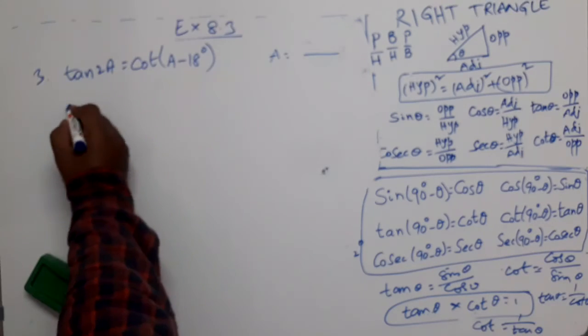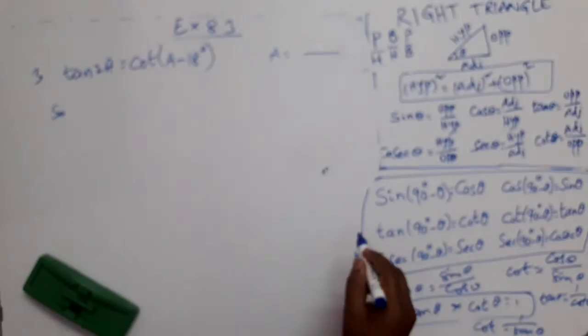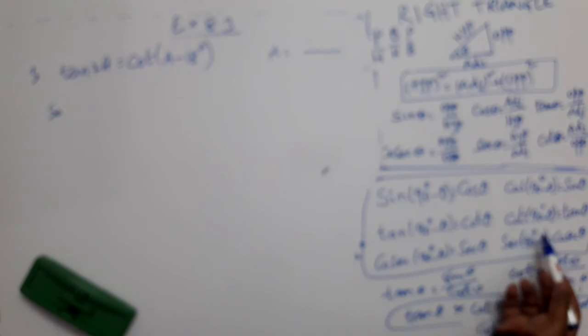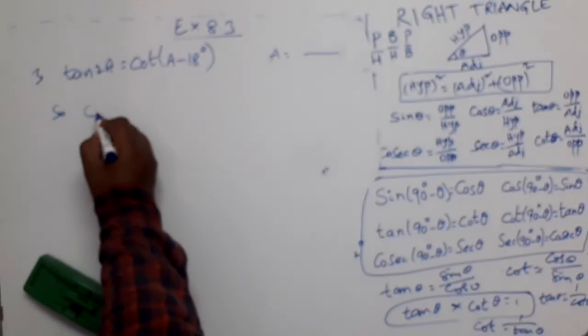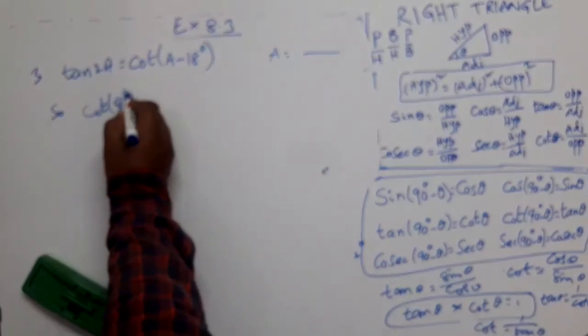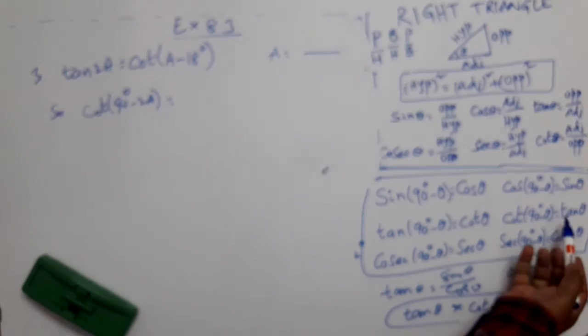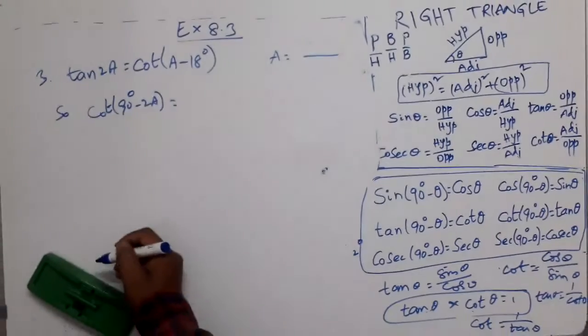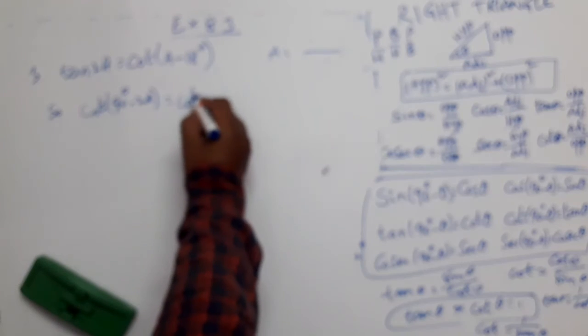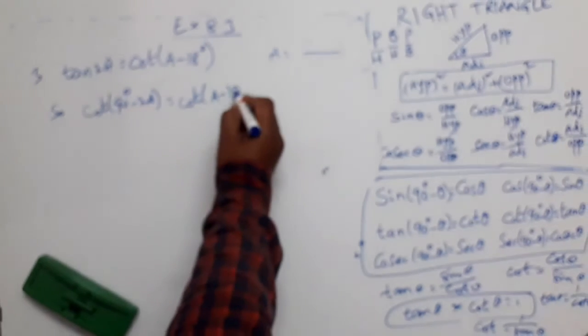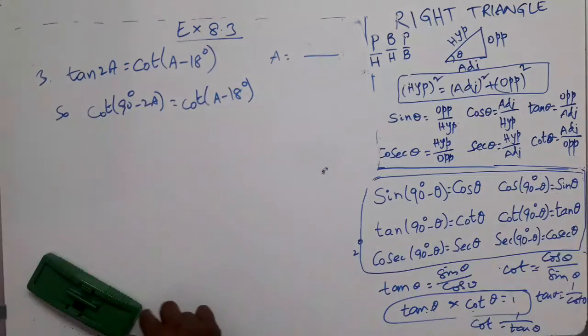See this. I have started here, so tan of something. How can I write? See this. Tan theta can be written as cot of (90 degrees minus theta). I am writing this as cot of (90 degrees minus 2A). Can I write like this or not? Tan theta can be replaced by cot of (90 degrees minus theta). That's what I have used here. Of course, I am leaving the right hand side as it is.